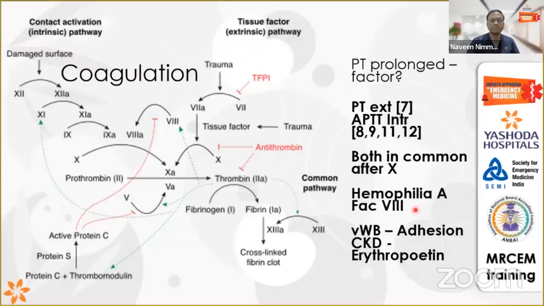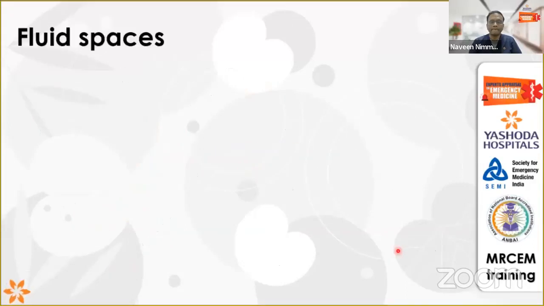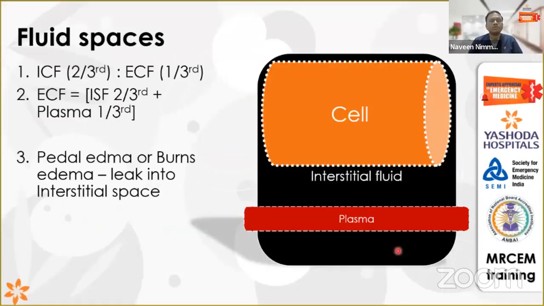The body has mainly two compartments, intracellular and extracellular. The intracellular compartment is larger, almost 2/3 of the space. Extracellular is 1/3. In the extracellular, there are two compartments: interstitial fluid is 2/3, plasma is 1/3. So in nephrotic syndrome, spinal edema, burns, the edema, where is the fluid leaking into? In that case, the answer will be interstitial fluid.